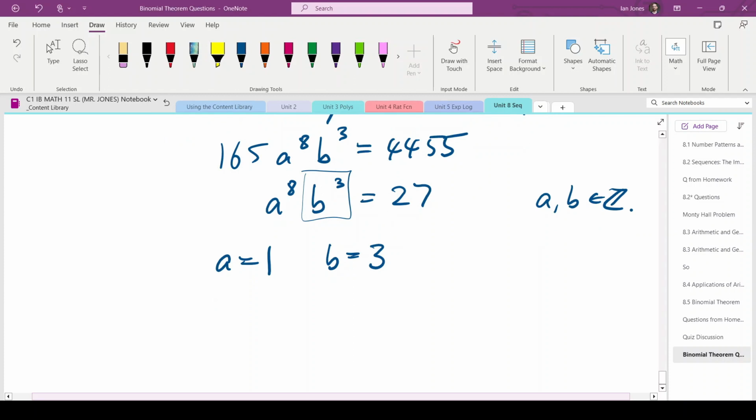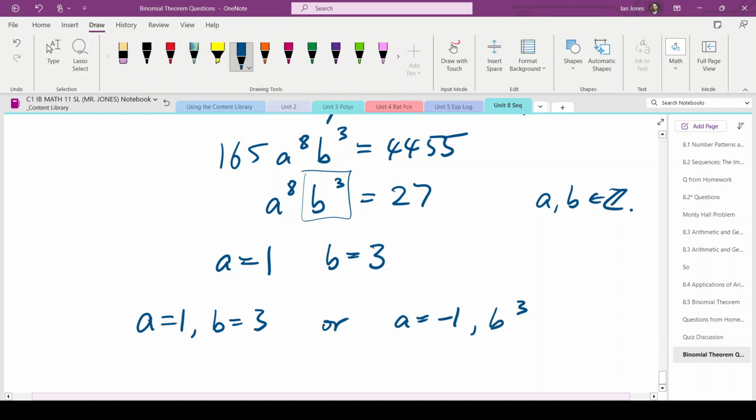So then all in all, we could say our solutions are that a equals 1, b equals 3, or we could have an a of negative 1 and a b of 3. Whoops, b equals 3. Because of that even exponent, right? Either of these work. So that would be the solution.